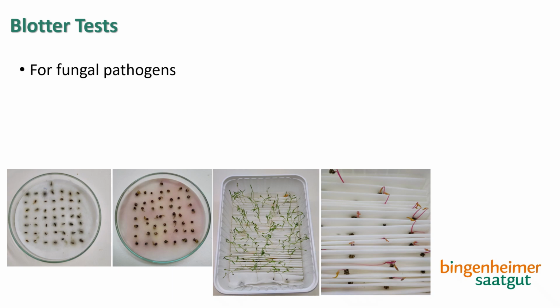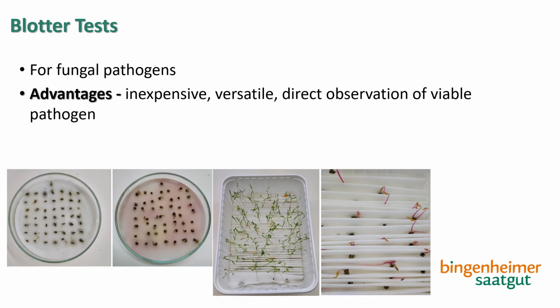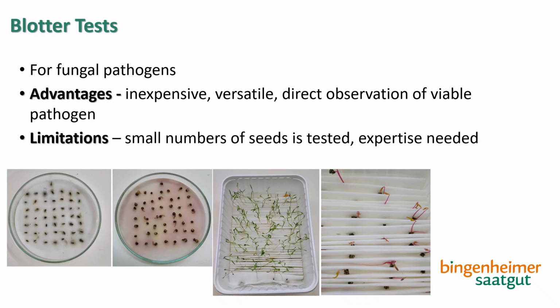Here's an example of a blotter test. This is also the test that we are using for the detection and quantification of the fungi-infected seeds in Bingenheimer Saatgut. The blotter test is usually used for the fungal pathogens, and it is inexpensive, versatile, and allows direct observation of viable fungi. But at the same time, there are also limitations, as only small seed samples can be tested, and considerable expertise is required for the accurate identification.